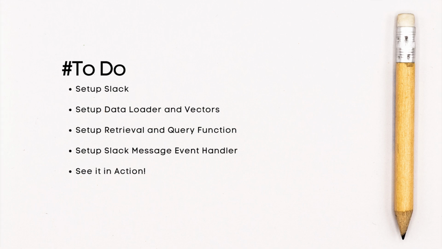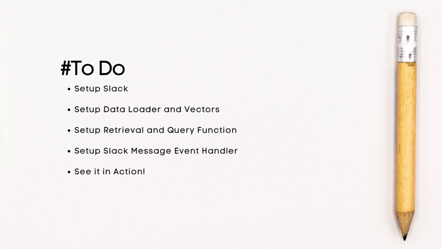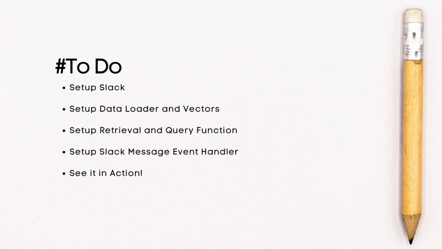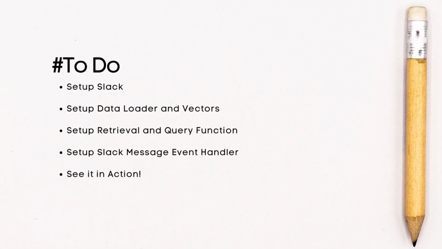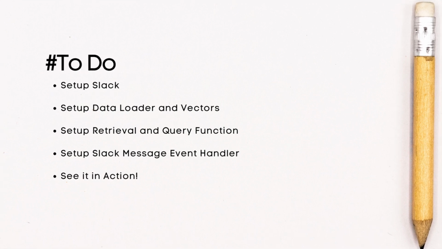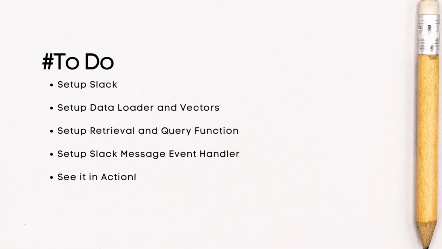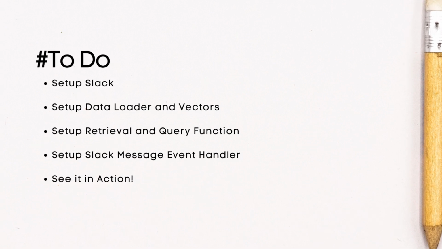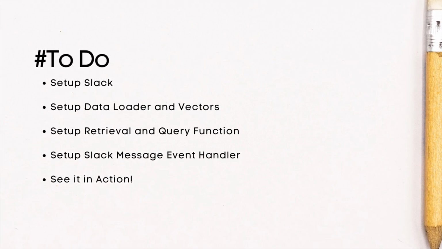All right, so let's jump straight into our to-do list. First, we need to set up Slack. Next, we need to do our data loader, so essentially taking our PDF file and loading it into the format that is going to be acceptable. We need to create a function that retrieves the information. And then we're going to set up a way to respond in Slack.